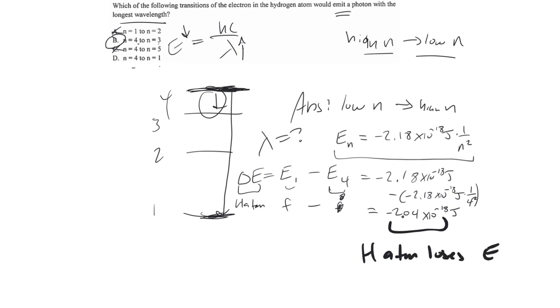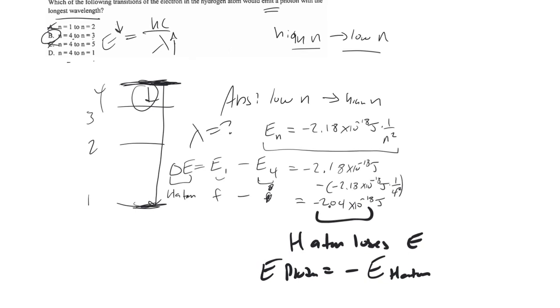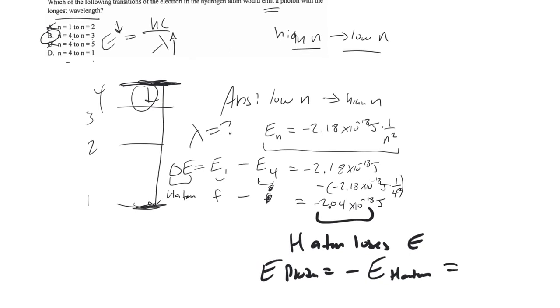Where does the energy go? It's gained by a photon. So the energy of the photon that it gains is equal to the negative of the energy of the H atom. Like a system surroundings problem. The photon goes off into the surroundings. The H atom was our system. So the energy lost by the atom is given to the photon. And so my photon energy, of course, is just plus 2.04 times 10 to the minus 18 joules. Let me zoom in, it makes this font super big.